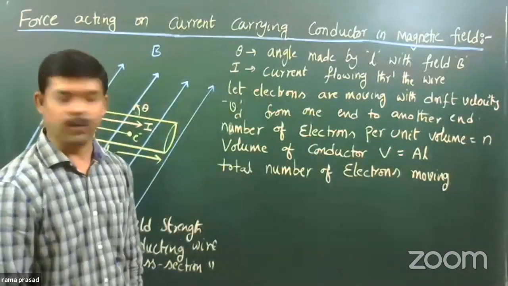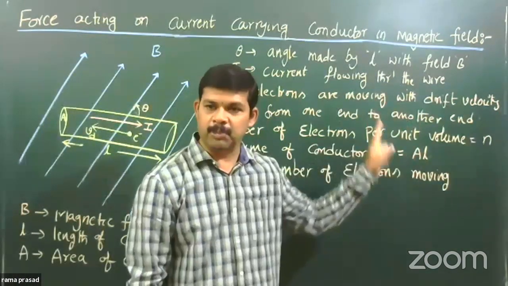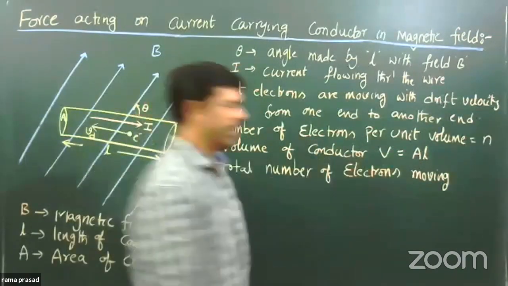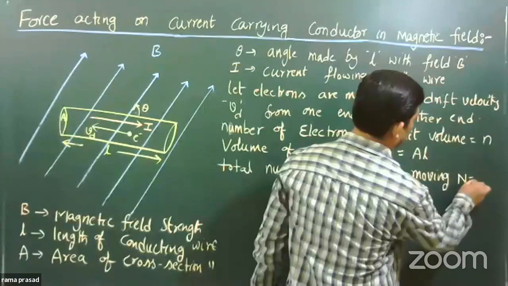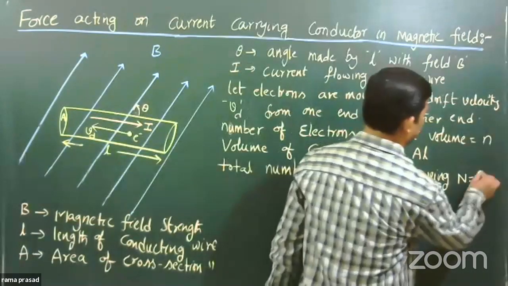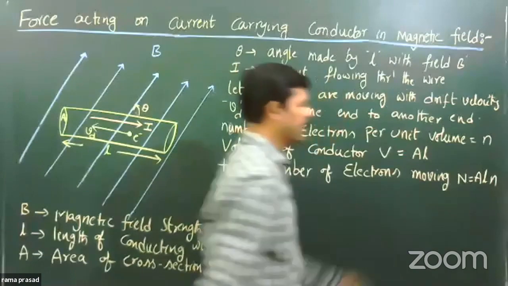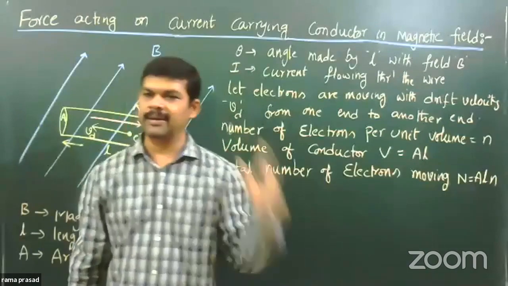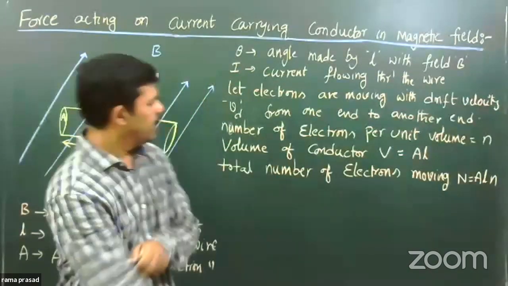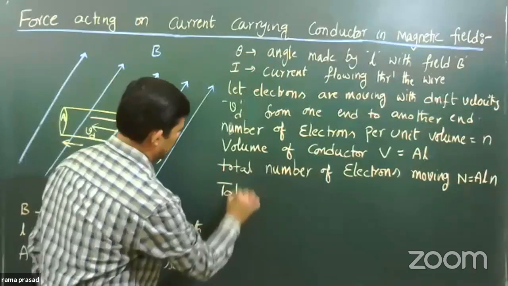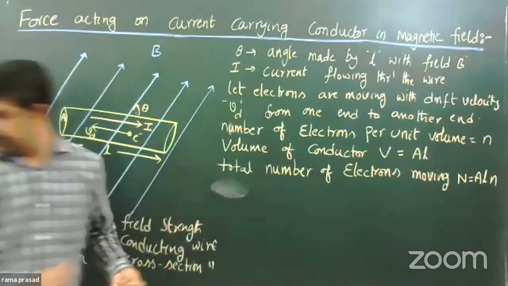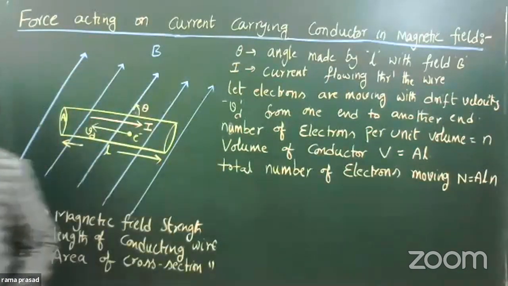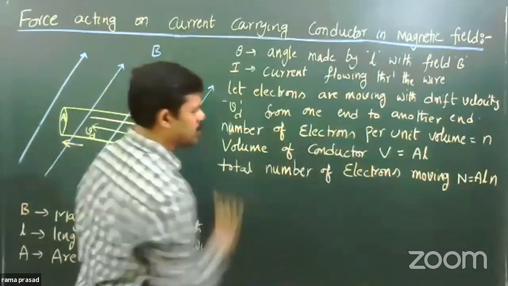Now, what is the total number of electrons moving? Number of electrons per unit volume is small n. Total volume is AL. So the total number of electrons moving, N, is volume into number of electrons per unit volume: ALN. I got the total number of electrons. What is the total charge? Well, total number of electrons moving.